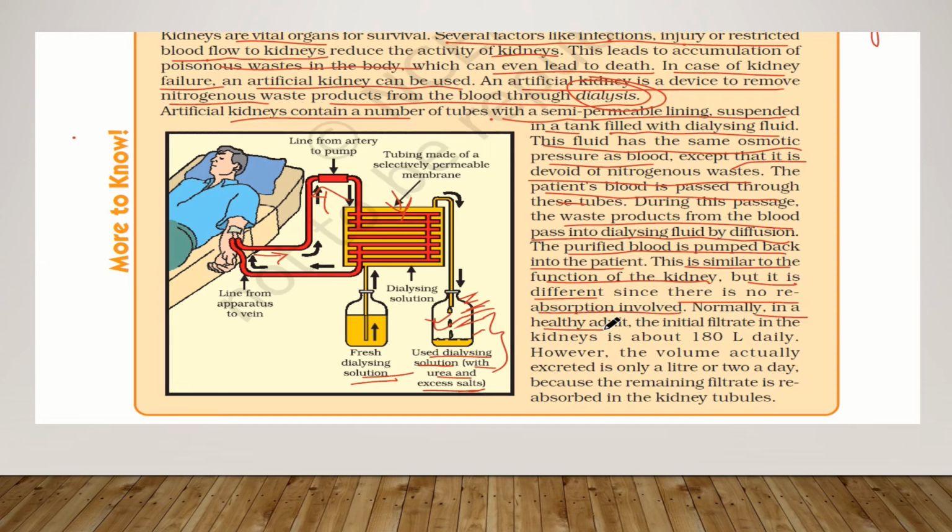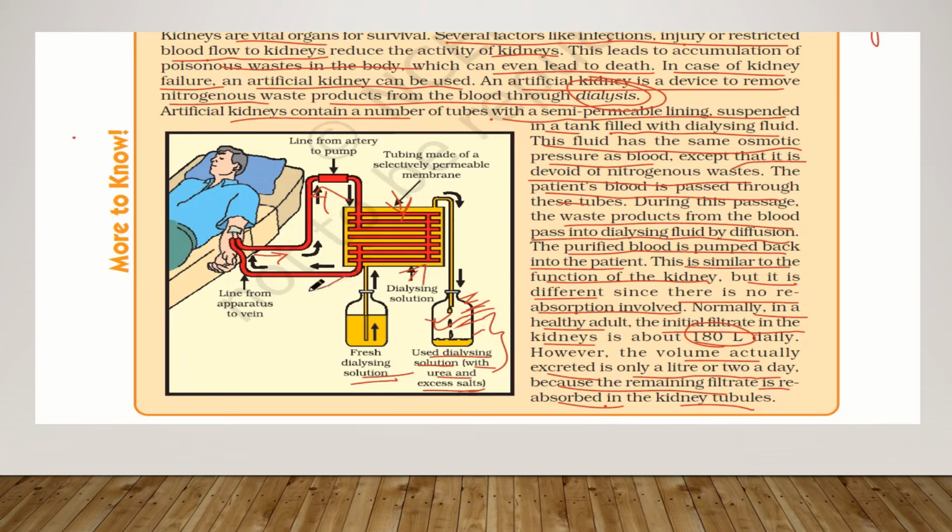Normally in a healthy adult, the initial filtrate from the kidneys is 180 liters daily. However, the volume actually excreted is only 1 or 2 liters a day, because the remaining filtrate is reabsorbed from the kidney tubules into our bodies again, right? So the same thing is happening here. The nitrogenous waste diffuses into the dialyzing solution.